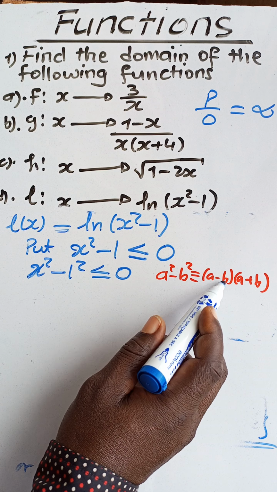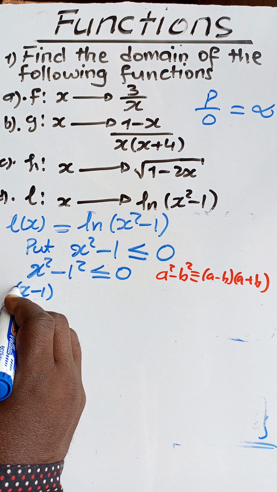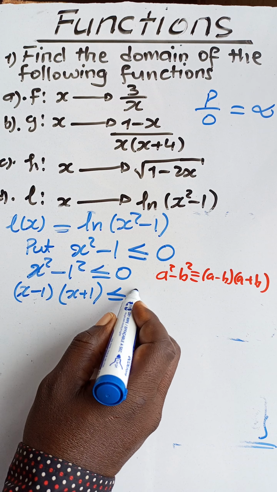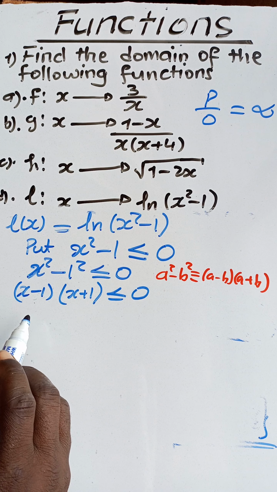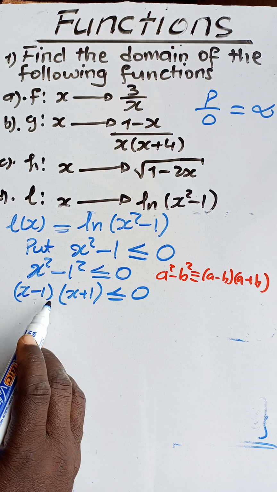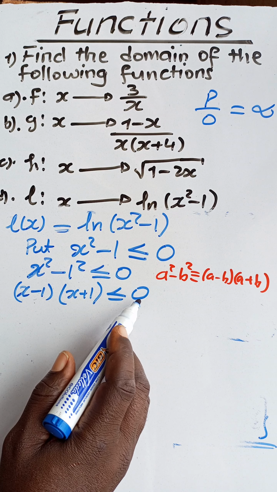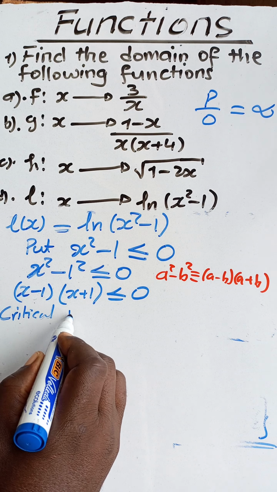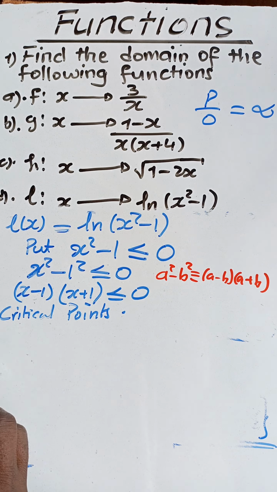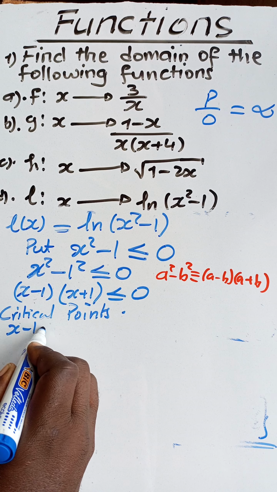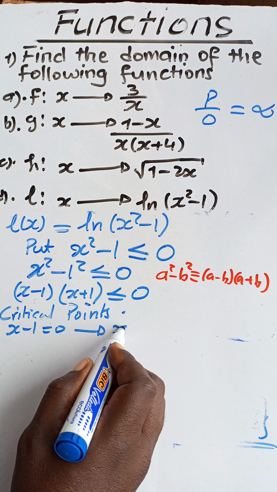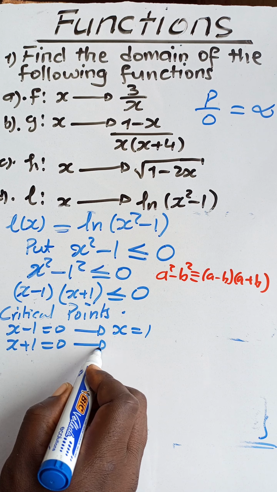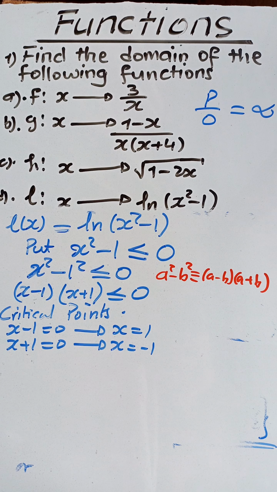So we say x minus 1 into x plus 1 less than or equal to 0. Okay, now we have the product of two factors less than or equal to 0. So we have to proceed by looking for the critical points. We set x minus 1 equals 0, so the first critical point is x equals 1. We also set x plus 1 equals 0 to have the second critical point to be negative 1.